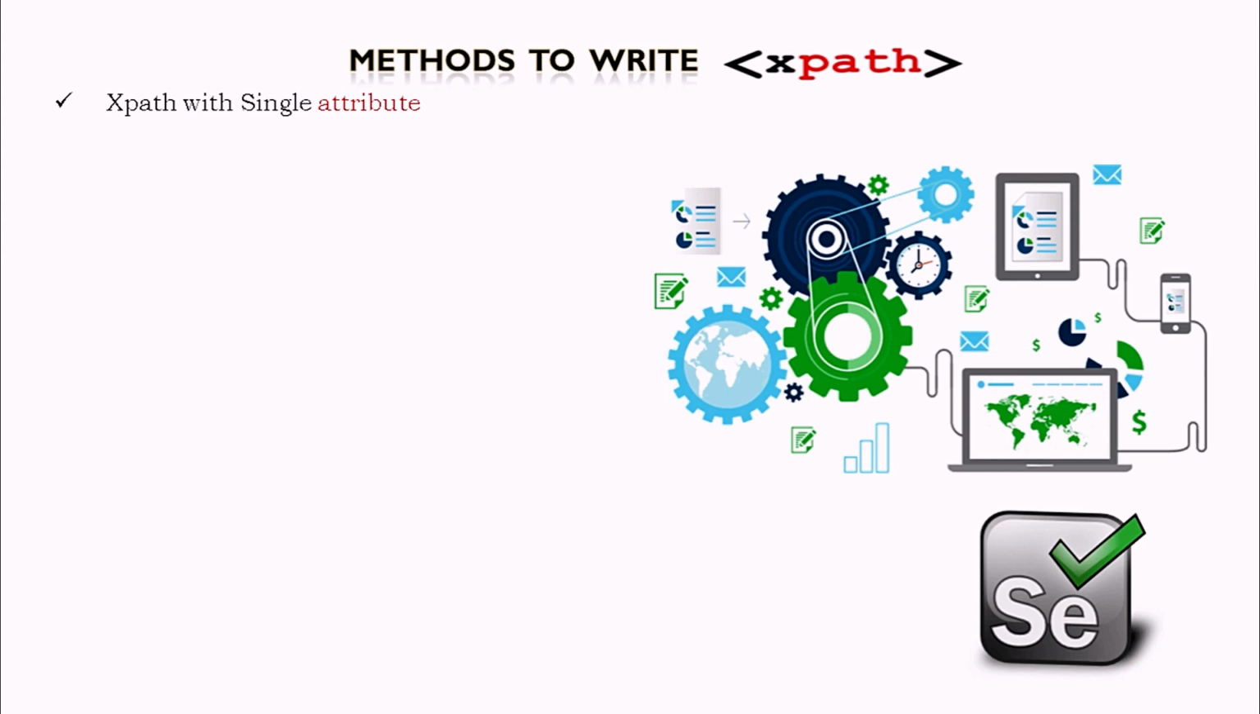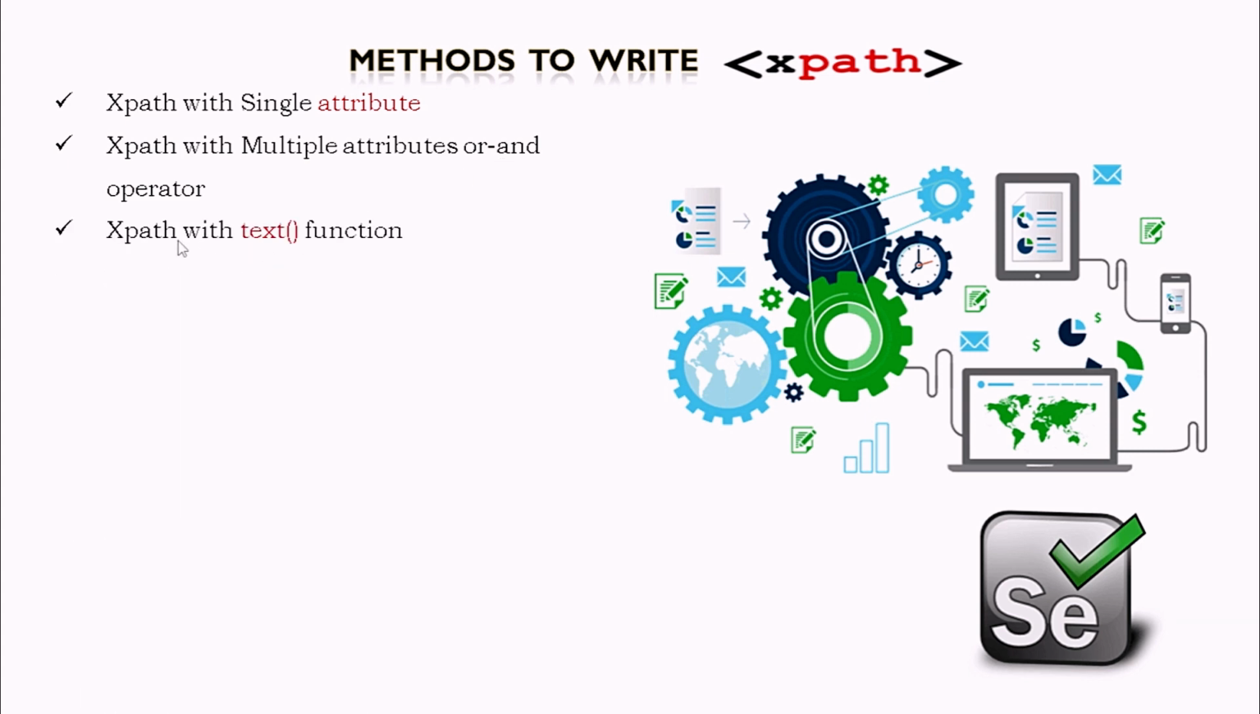The first is the XPath with a single attribute, which we have already seen how to write. The second one is the XPath with multiple attributes. We can use two or three attributes by using the OR and AND operators. The third one is the XPath with the text function. How we can write the relative XPath using the text function, we will see in the upcoming lectures one by one.